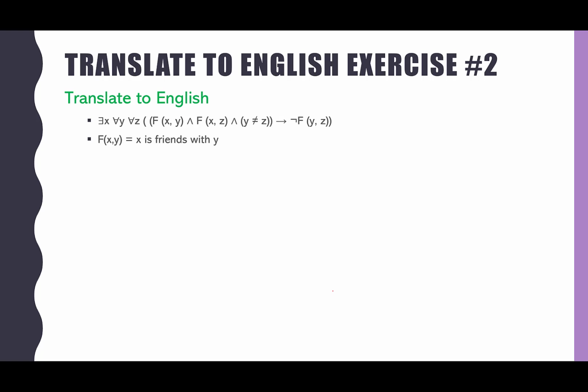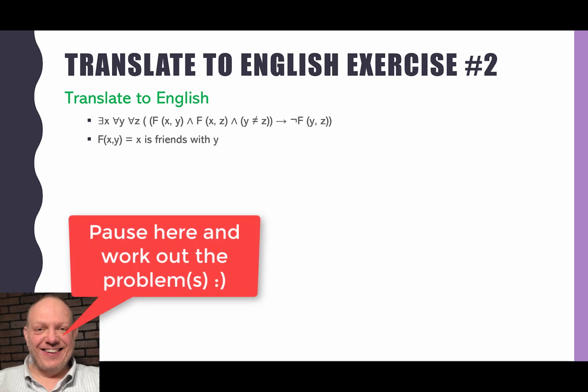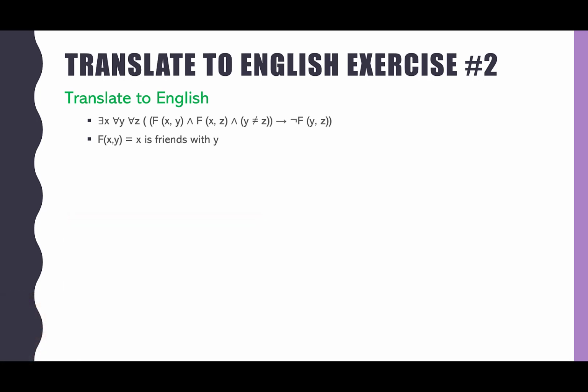And the f of x is still x is friends with y. All right, as we saw, this one's a little trickier. Okay, let's see if we can figure out what's going on here. So again, baby steps, right? So let's see if we can just isolate the parentheses at first, all right? So we're going to ignore the quantifiers.